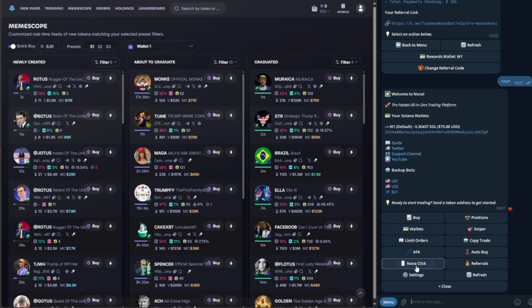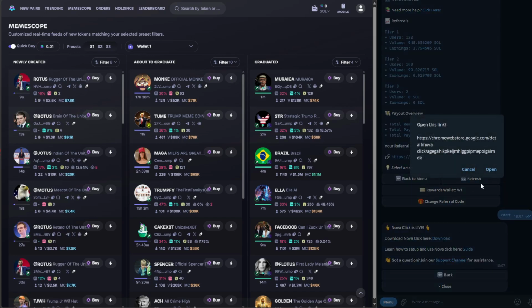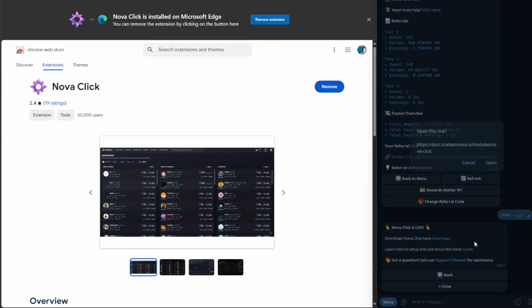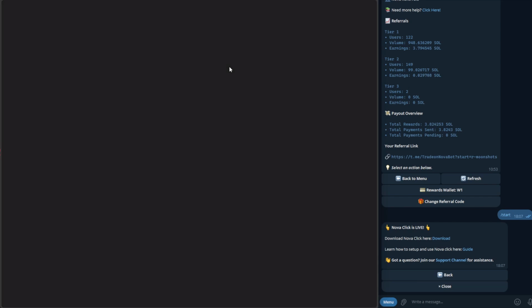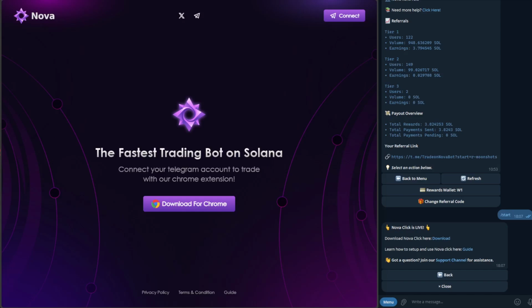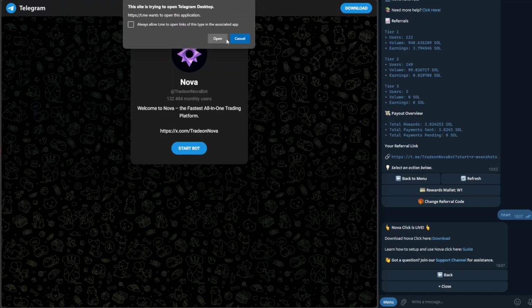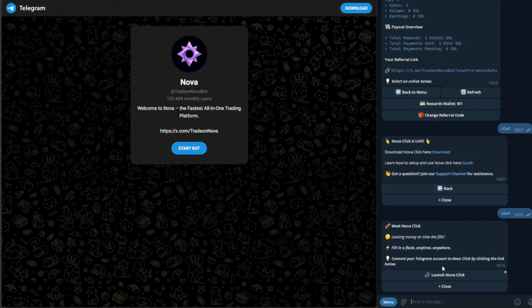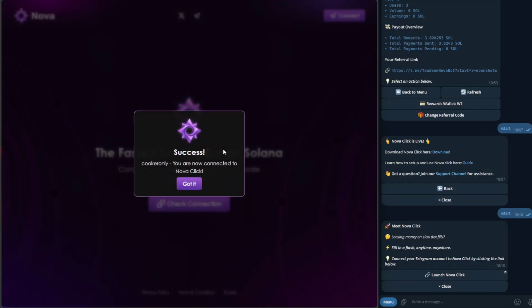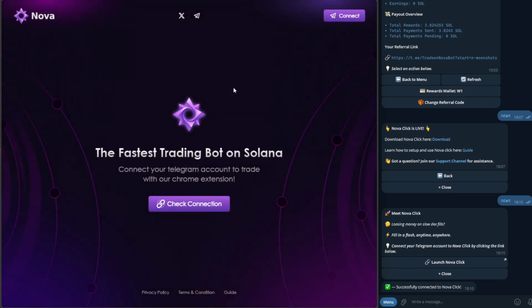To do that, you just click on NovaClick, go here, click download, install the extension, and there's also a guide for setting it up. Then you need to go over to a site called click.tradeonnova.io and connect your Telegram just by clicking on this button. The link will also be in the description. Launch NovaClick when that pop-up comes up, and now you are connected through NovaClick. So that's how you set up NovaClick.